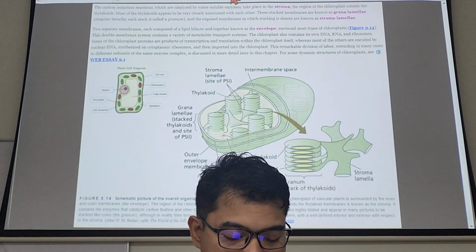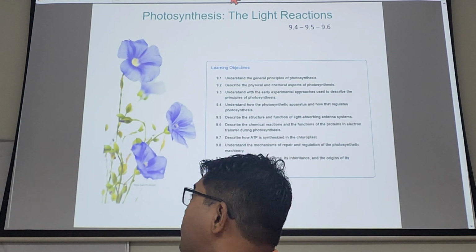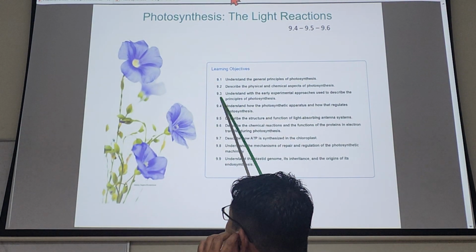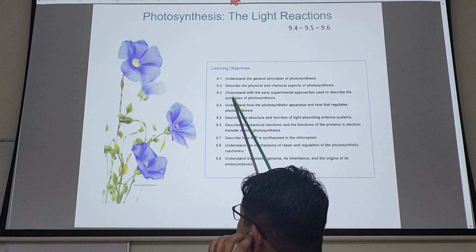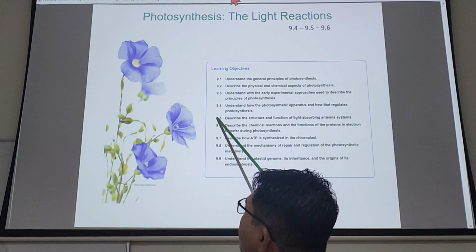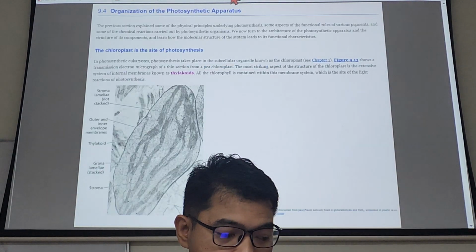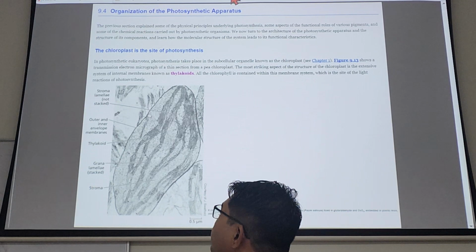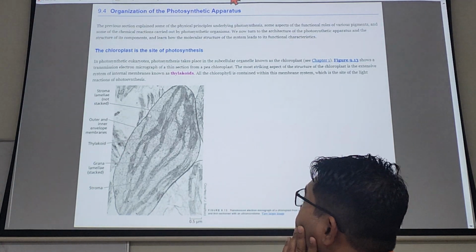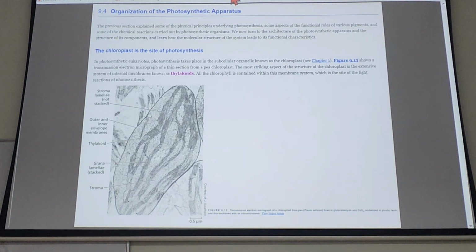Okay, so light reaction. We have covered 9.1 until 9.3. Now we're going to continue from 9.4 until 9.9. I do not know, maybe you only finish up to 9.5. Let's see. Number one, what you need to understand is the organization of photosynthetic apparatus. This is very important. This is the basic of photosynthesis.